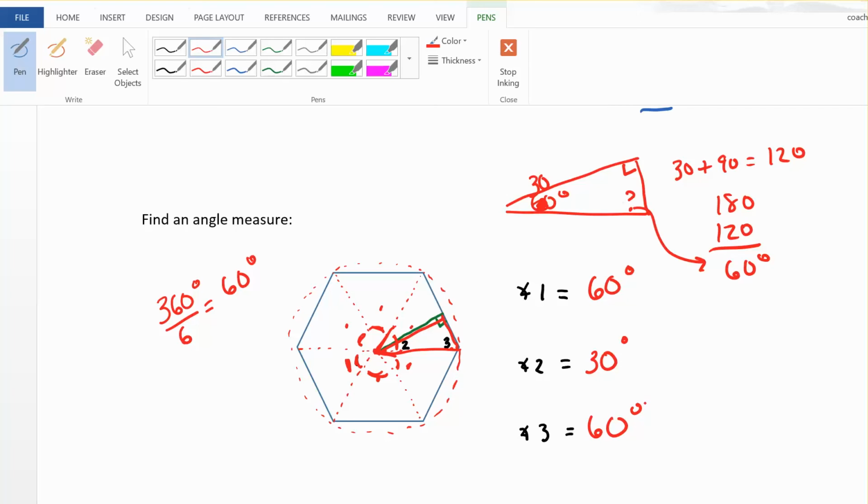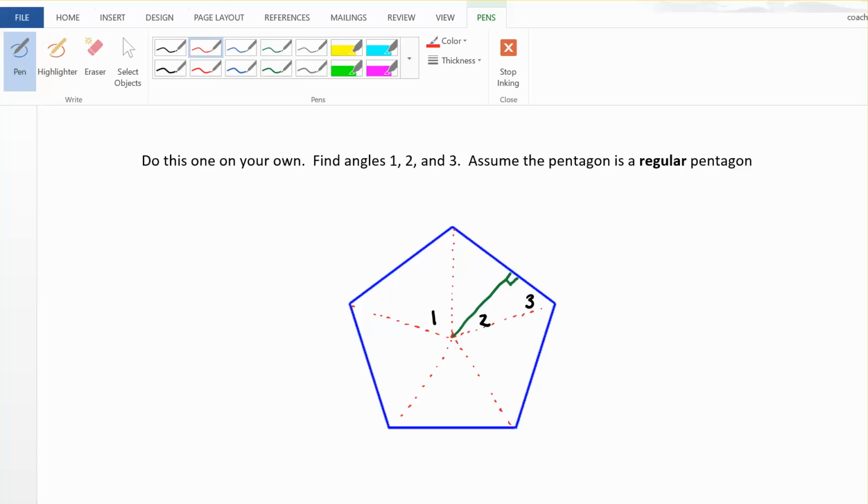So we can find certain angles based upon knowing how many sides there are. If there's 6 sides, each one of these angles is going to be 60 degrees. Now, I'm going to have you try one on your own. So given the pentagon, I want you to find angles 1, 2, and 3, assuming the pentagon is a regular pentagon, meaning all the sides are equal. 1, 2, 3, 4, 5. So I want you to enter into Educanon what angles 1, 2, and 3 are. And you may need to pause the video here to do that.